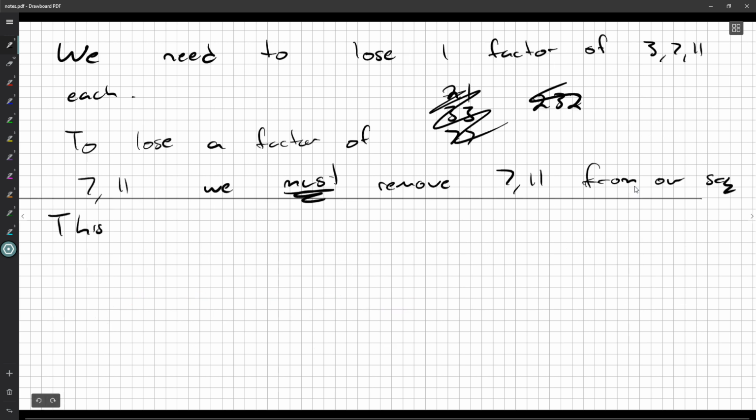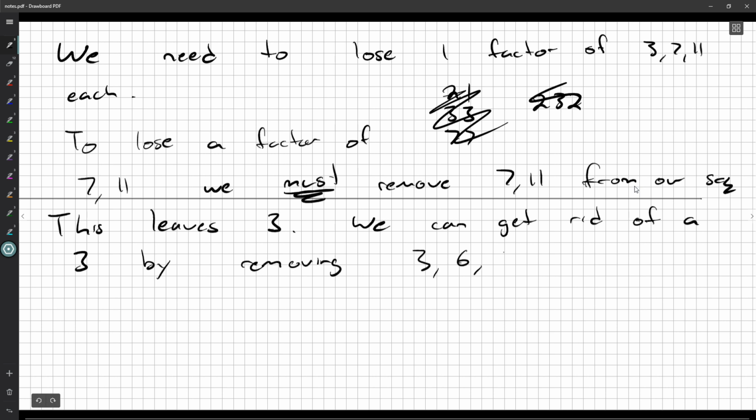This leaves the 3. We can get rid of a 3 by removing a 3, a 6, a 9, or a 12. We can't get rid of the 6, because that takes a 2 with it. You can't get rid of the 9, because that actually takes 2 3s, and then you'd still only have an odd number of 3s. You can get rid of the 3. You can also get rid of the 12.